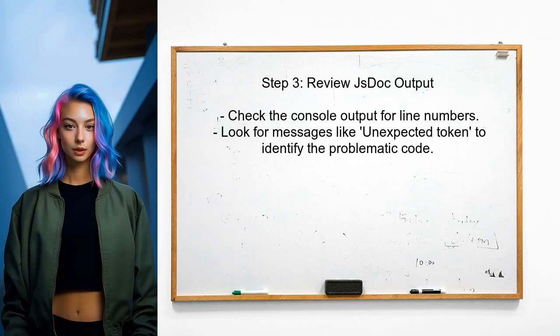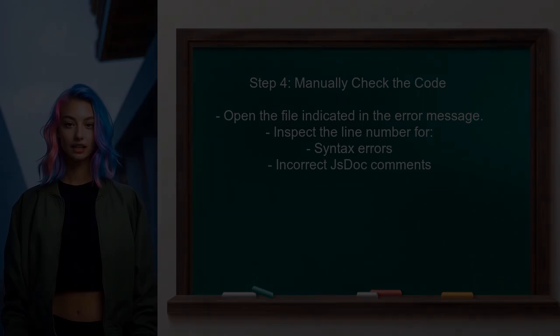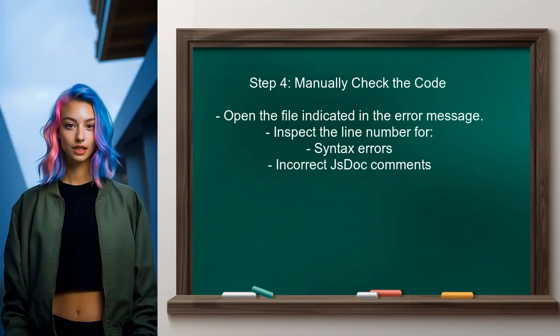After running JsDoc with the verbose option, the user should carefully review the output. Look for any specific line numbers or error messages that indicate where the parsing issue occurs. If the error message still isn't clear, the user can manually check the indicated file at the specified line number. This may involve looking for syntax errors or incorrect JsDoc comments.